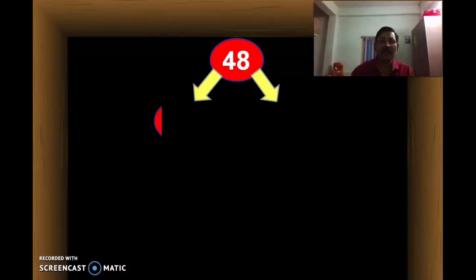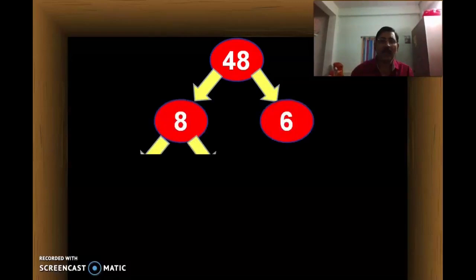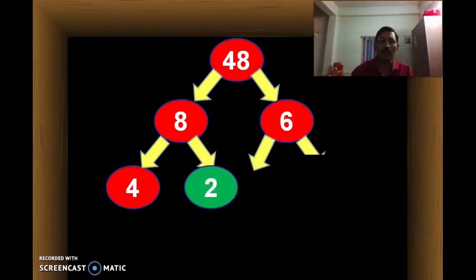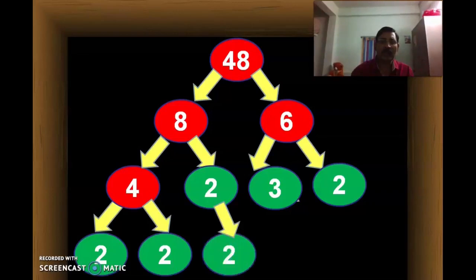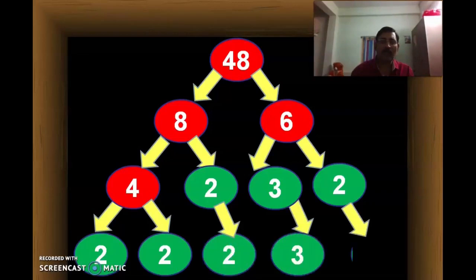So the same 48 can be split in one more way. Just observe this. 48 can even be written as 8 into 6. Now 8 can further be written as 4 into 2 and 6 can be written as 3 into 2, and again 4 can be written as 2 into 2. So again, like the previous one, in the last line we can see all the prime numbers: 2 into 2 into 2 into 3 into 2. So here also we are getting 2 power 4 into 3. So we are able to express it as the product of primes.